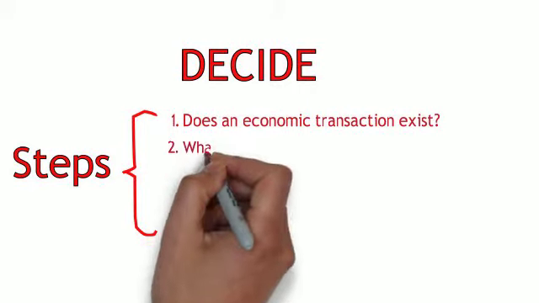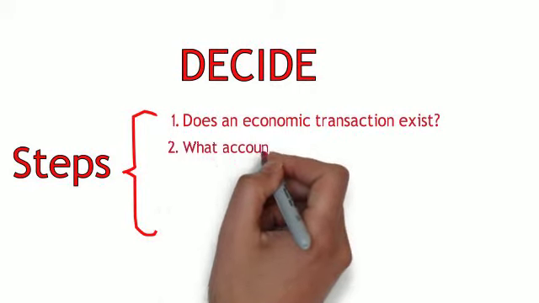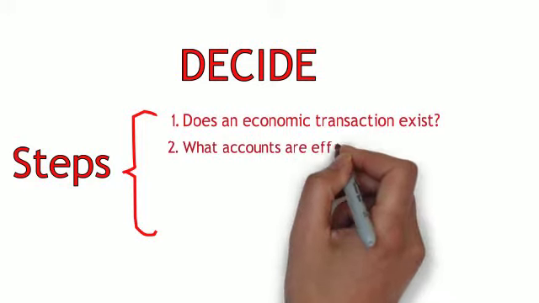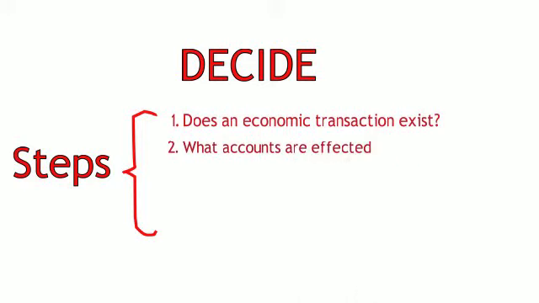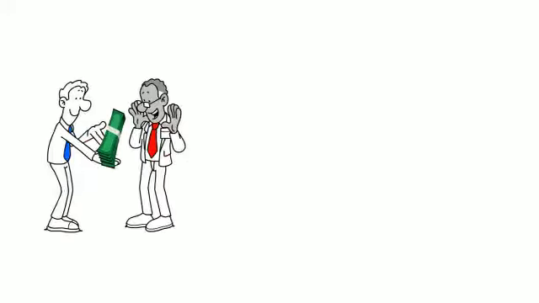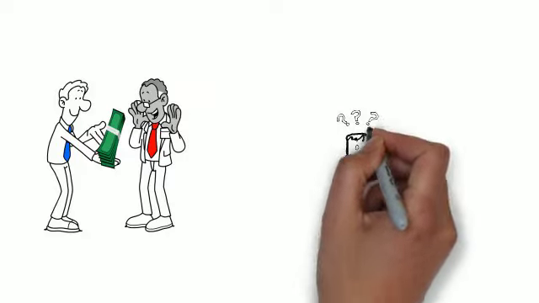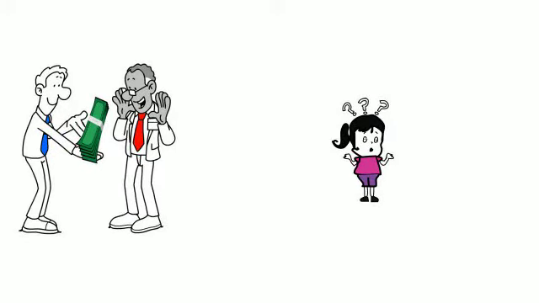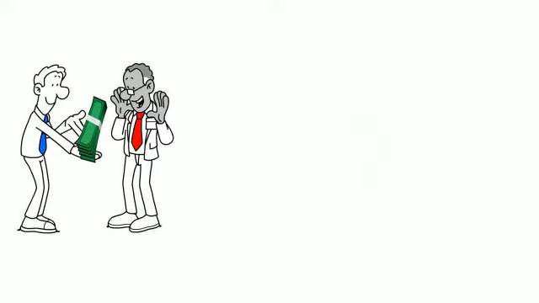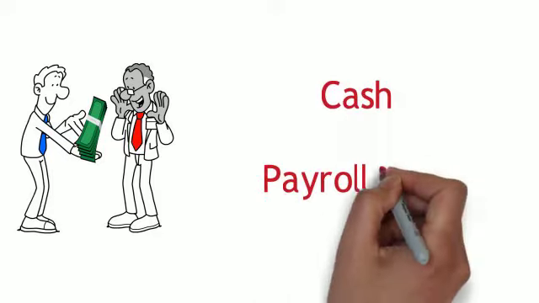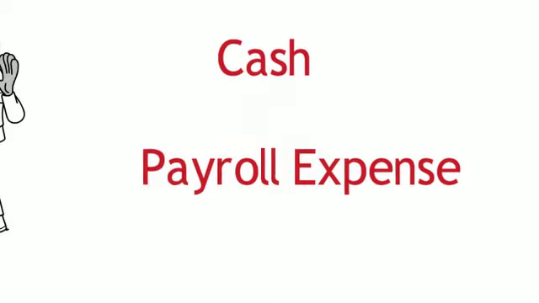Once the accountant decides that a transaction is an economic transaction, the accountant needs to determine what accounts are affected. That's what the E in decide stands for. In our example, what accounts are affected when a company pays its employees? Remember, there are always at least 2 accounts that are affected. If you said cash and payroll expense, then you are correct.